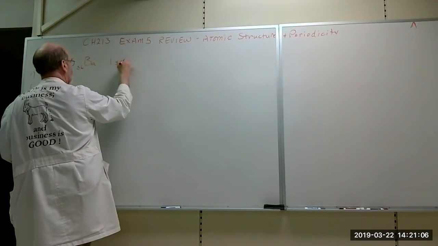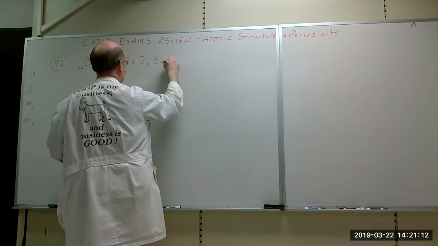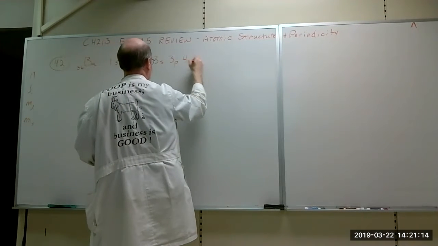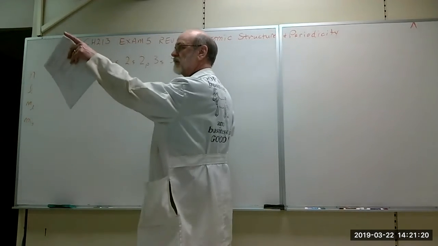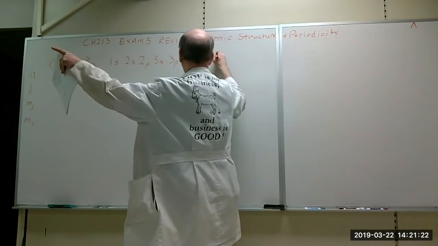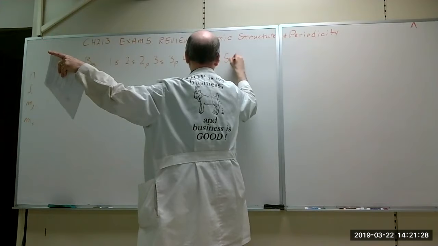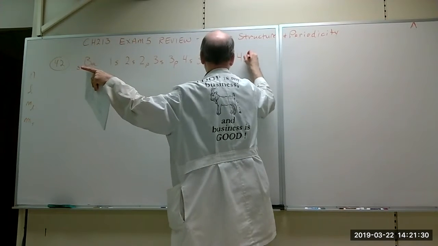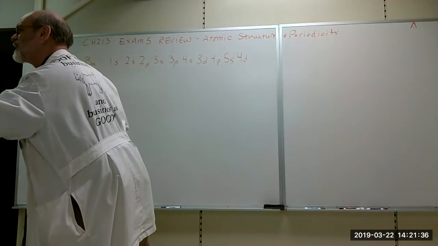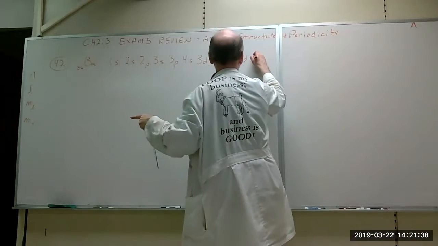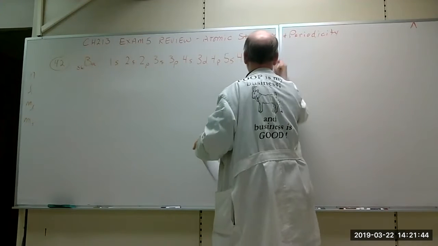So we've got 1s, 2s, 2p, 3s, 3p, 4s, 3d, 4p, 5s, 4d, 5p, 6s, right? That'll take us to barium.